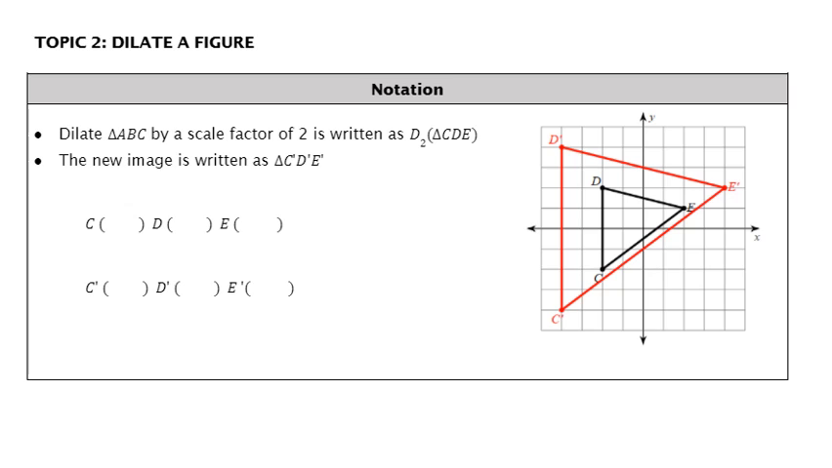Now we're going to look at what happens when we actually want to dilate a figure by a scale factor. So the notation that we're going to see in this section is this little capital D for the word dilate. And if I want to dilate by a scale factor of 2, you're going to see it with a little subscript, kind of like you would see in a chemistry class. So D sub 2 basically means dilate triangle CDE by a scale factor of 2. So this little subscript is going to be our scale factor.